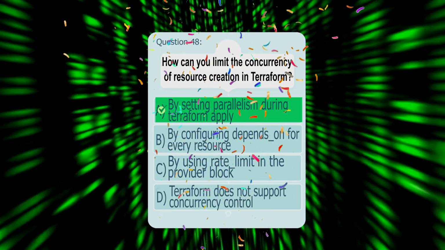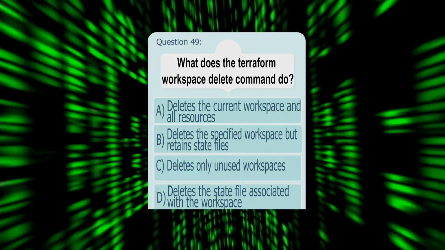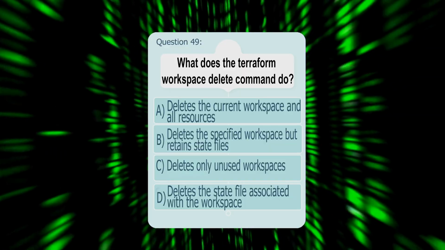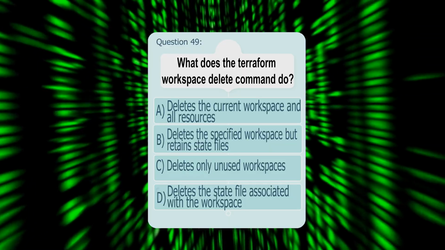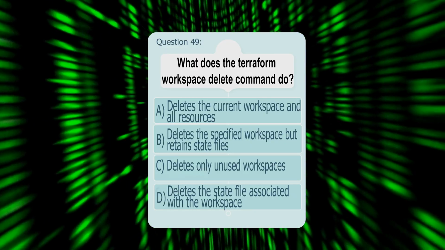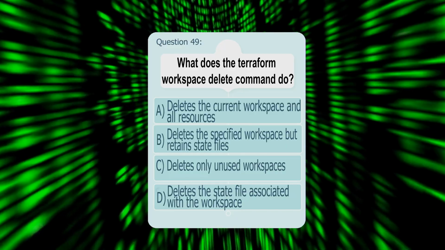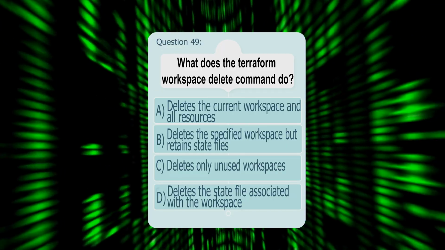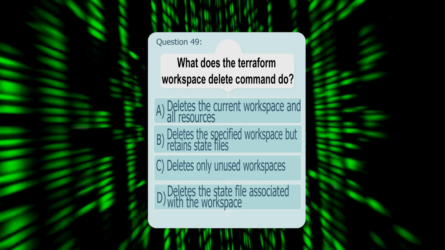Answer. A. By setting parallelism during Terraform apply. Question 49. What does the Terraform workspace delete command do? A. Deletes the current workspace and all resources. B. Deletes the specified workspace but retains state files. C. Deletes only unused workspaces. D. Deletes the state file associated with the workspace.